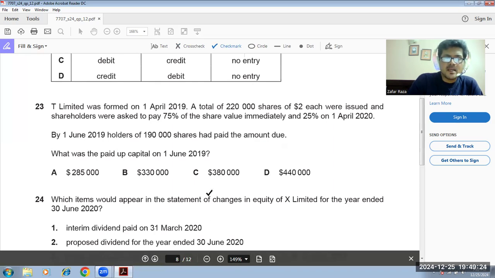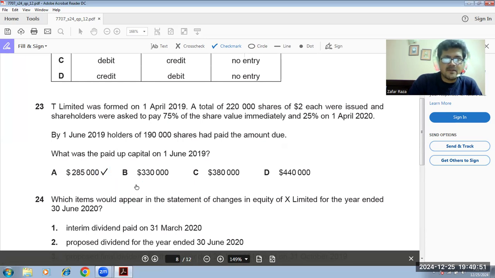Okay. So 190,000 shares were paid, multiply by 2, 380,000, but we have to keep only 75% of the capital as paid up capital. Whatever we receive, we'll keep 75% as paid up capital. So 75% would be $285,000. This should be the answer.